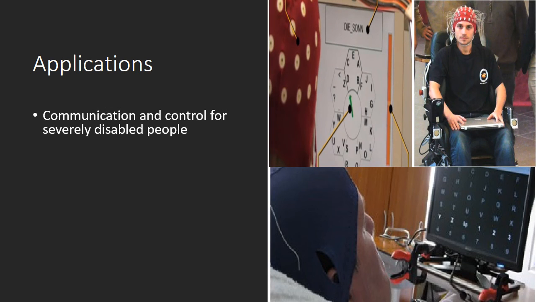There are many applications for brain-computer interface or brain-machine interface. It can be a communication and control channel for severely disabled people, such as those with locked-in syndrome. Like the example shown here, the person uses EEG signals to control his wheelchair, and this is the same speller program that uses P300 evoked potentials.